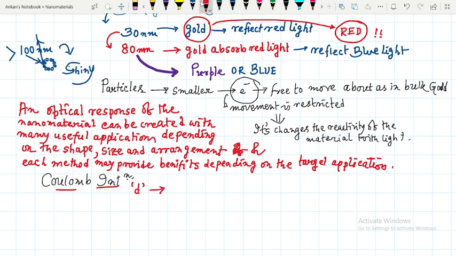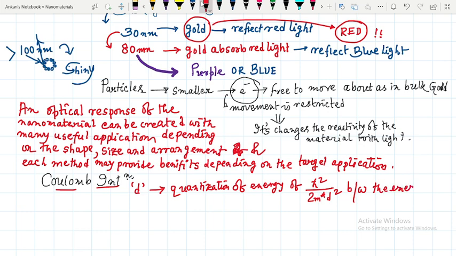This will result in some quantization of energy of the amount h bar square by 2 m star d square between the energy levels when the electrons are arranged about the particular potential. Okay, the Coulomb interaction can result only a small correction to this energy and to this restricted motion.